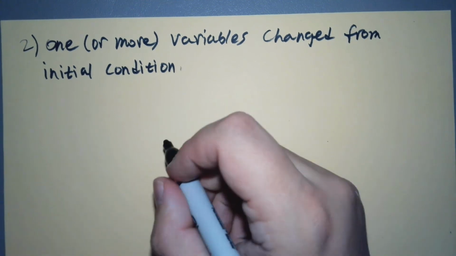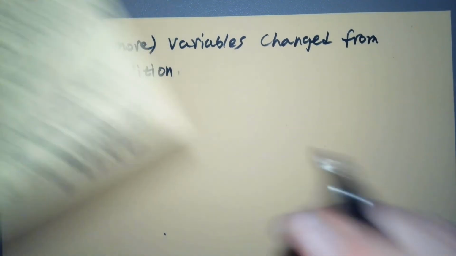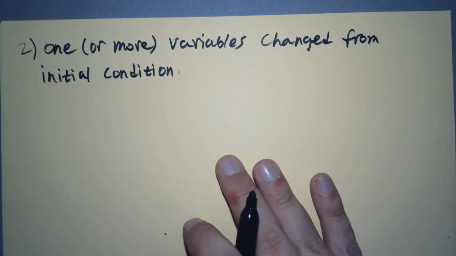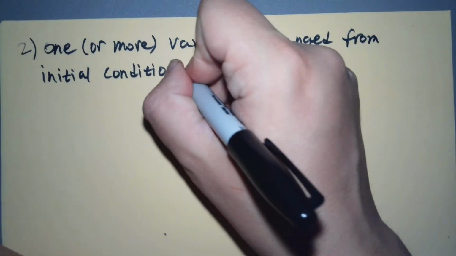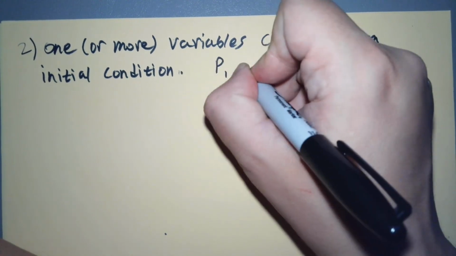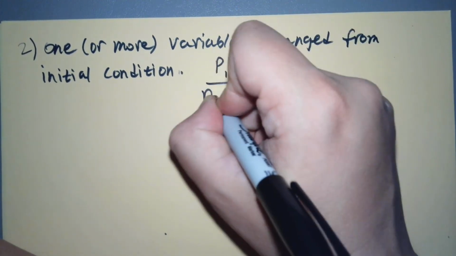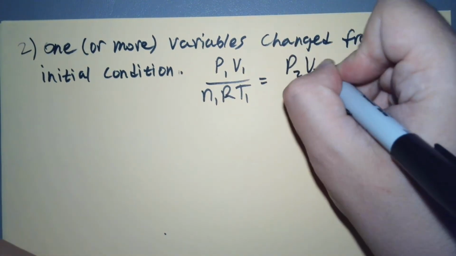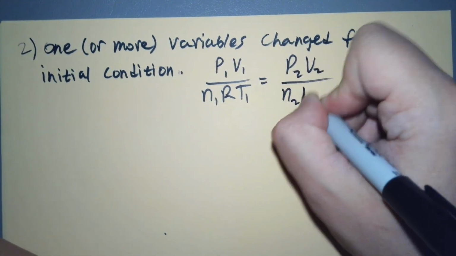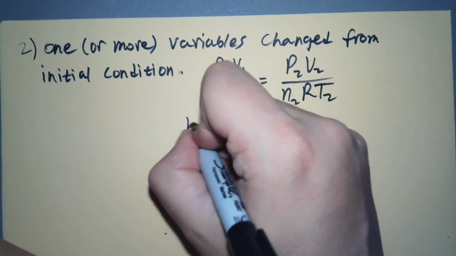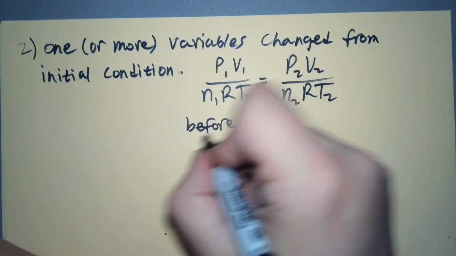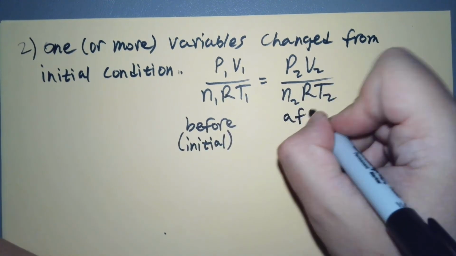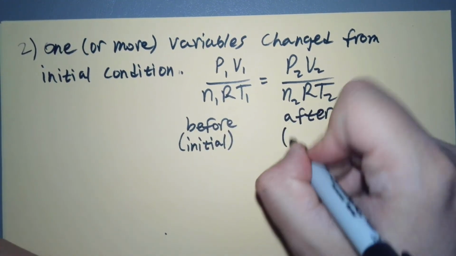So in the first problem we use PV equals nRT, the first type. This one's a little bit different. So you do P1 V1 over N1 R T1 equals P2 V2 over N2 R T2. So there's our before, or our initial, and then there's our after, or our final.